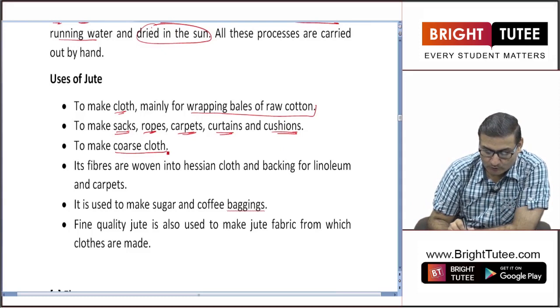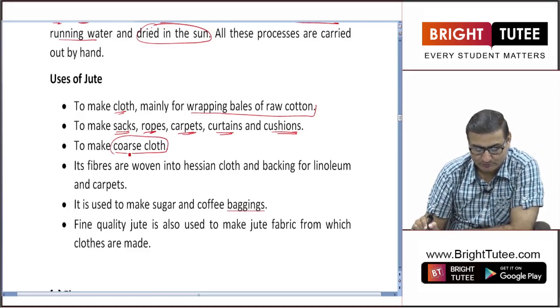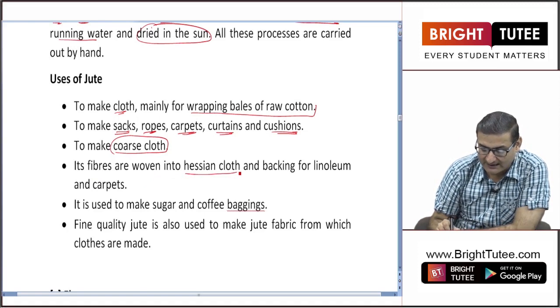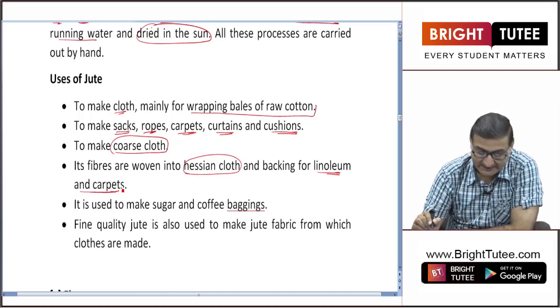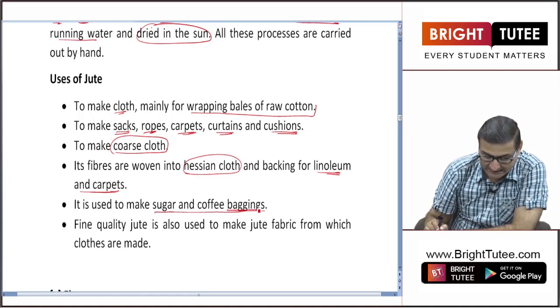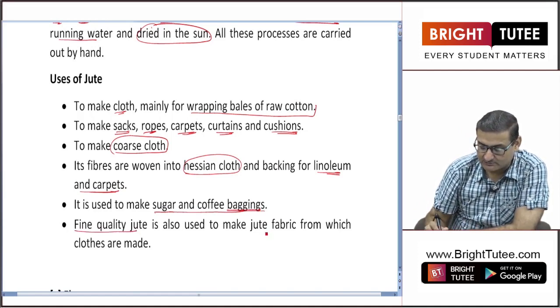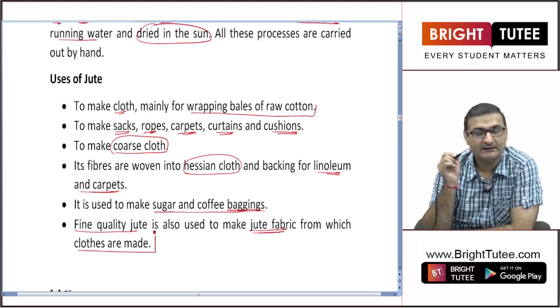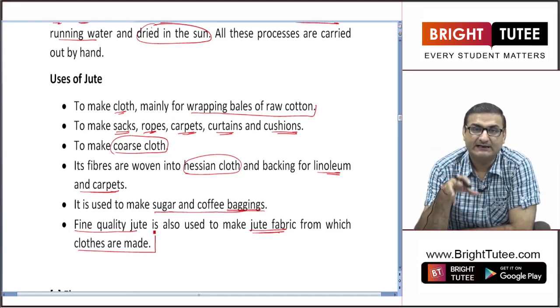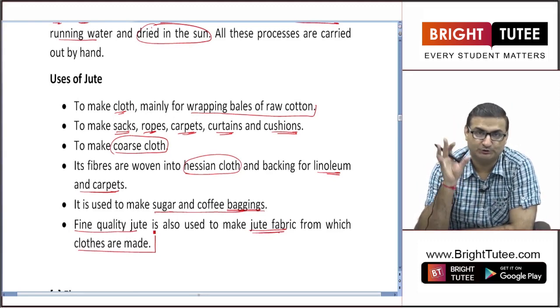To make the coarse, rough clothes, jute is used, and the fibers of jute are woven into Hessian cloth and backing for linoleum and carpets. Then it is also used for making sugar and coffee bags, and the fine quality jute is also used to make jute fabric from which clothes are made, right? So this is basically a bit of the detail about jute.